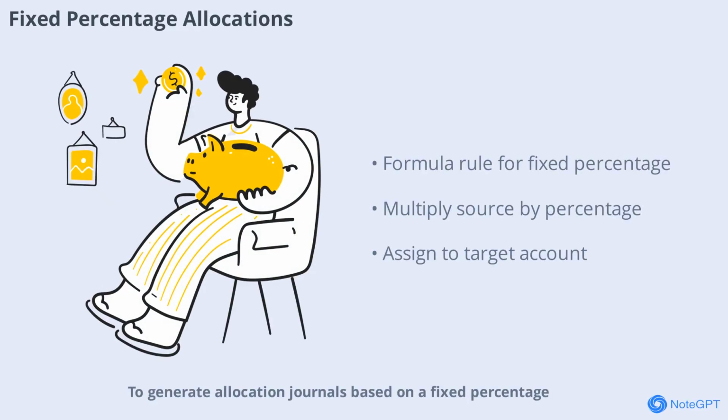Generate allocation journals based on a fixed percentage. Create a formula type allocation rule. For example, take a revenue account as the source and multiply by a percentage, such as 3%. Assign the result to the target account, like a bad debt account. This method provides a straightforward way to allocate fixed proportions of balances.